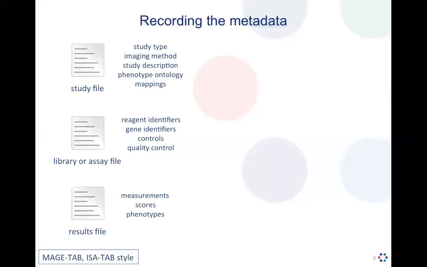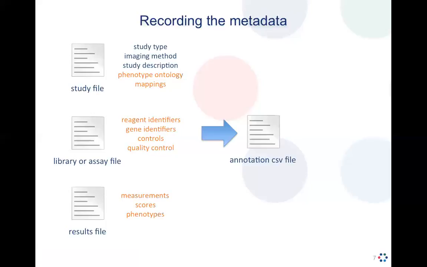Then in the results file, we have the measurements, the results of the image analysis, any measurements they made, maybe counts of cells, scores they've made on time spent in different phases of mitosis, for example, and the phenotypes that they observed if they recorded this. And then what we do is we pull out different bits of that information and put it into an annotation CSV file, so a comma-separated file, and this is what we can load into the OMERO database.